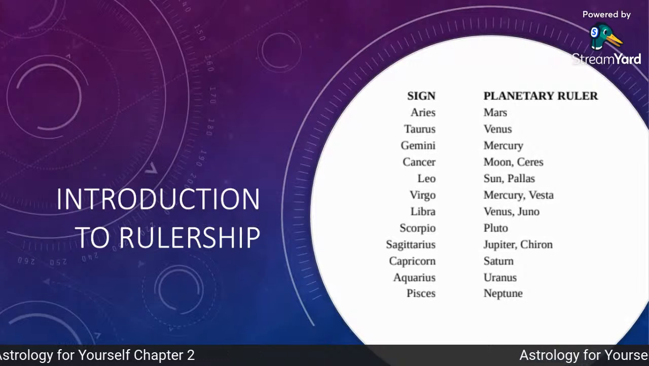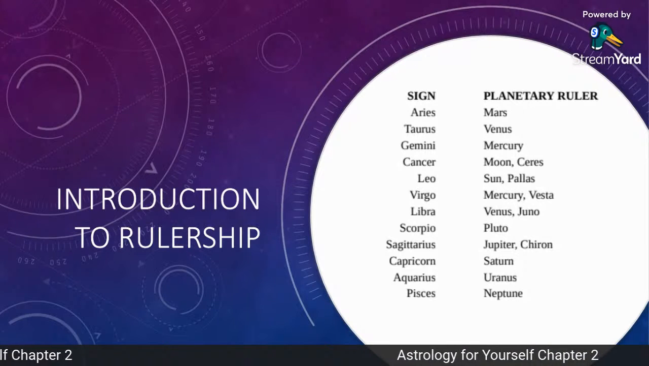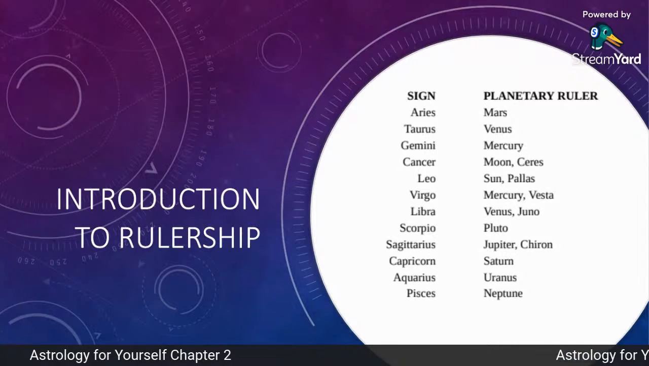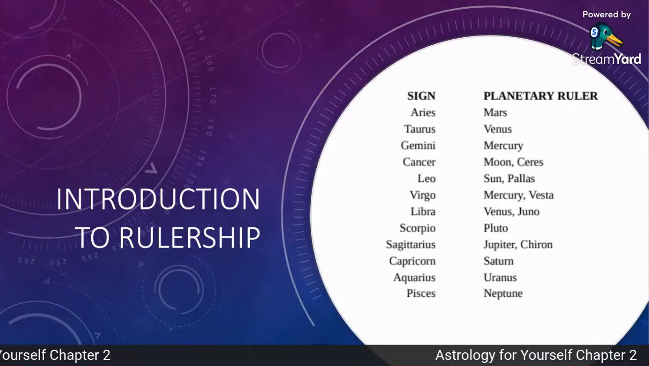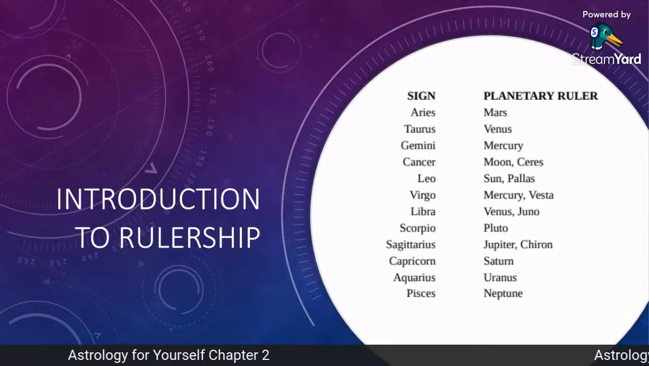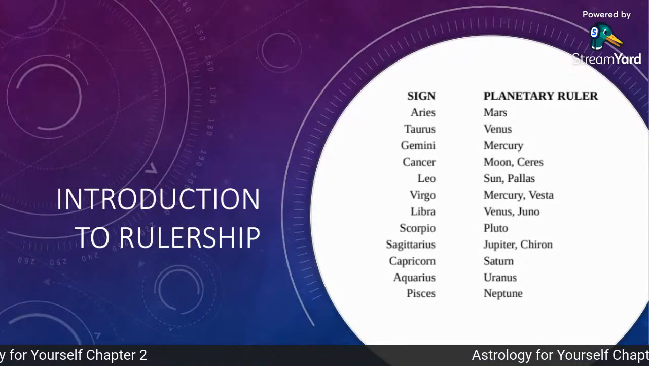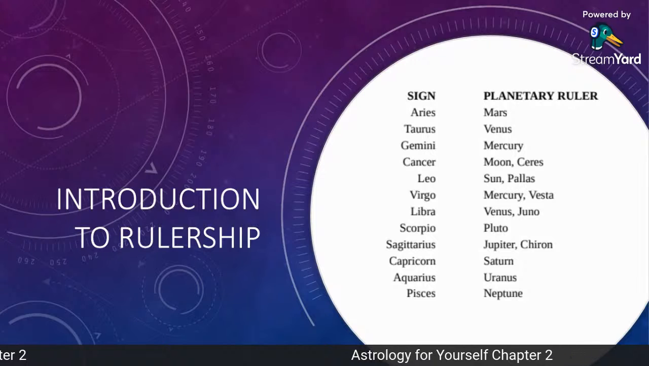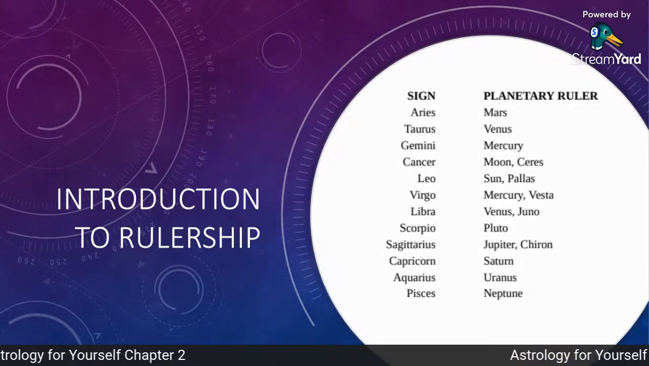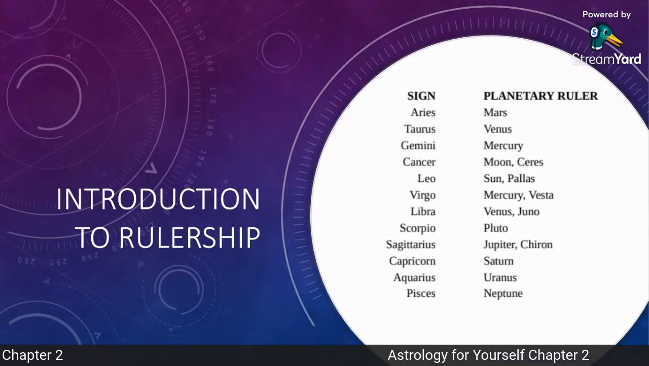Aries is ruled by Mars. Taurus is ruled by Venus. Gemini is ruled by Mercury. Cancer is ruled by the moon and Ceres. Leo is ruled by the sun and Pallas. Virgo is ruled by Mercury and Vesta. Libra is ruled by Venus and Juno. Scorpio is ruled by Pluto. Sagittarius is ruled by Jupiter and Chiron. Capricorn is ruled by Saturn. Aquarius is ruled by Uranus, and Pisces is ruled by Neptune.